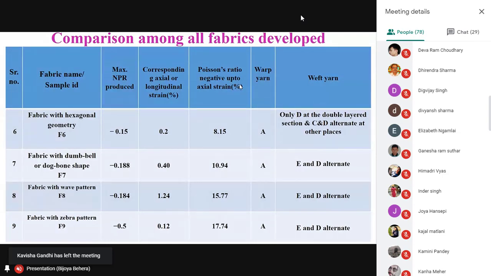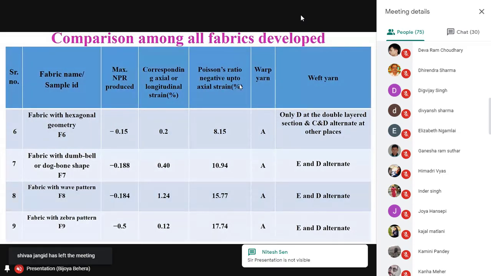You can take another NPR, auxetic geometry, then produce your fabric, you will find a different NPR value. So the question is, you have to know which geometry gives what value of NPR, because when we go for technical application, I will show you subsequently what the applications are.